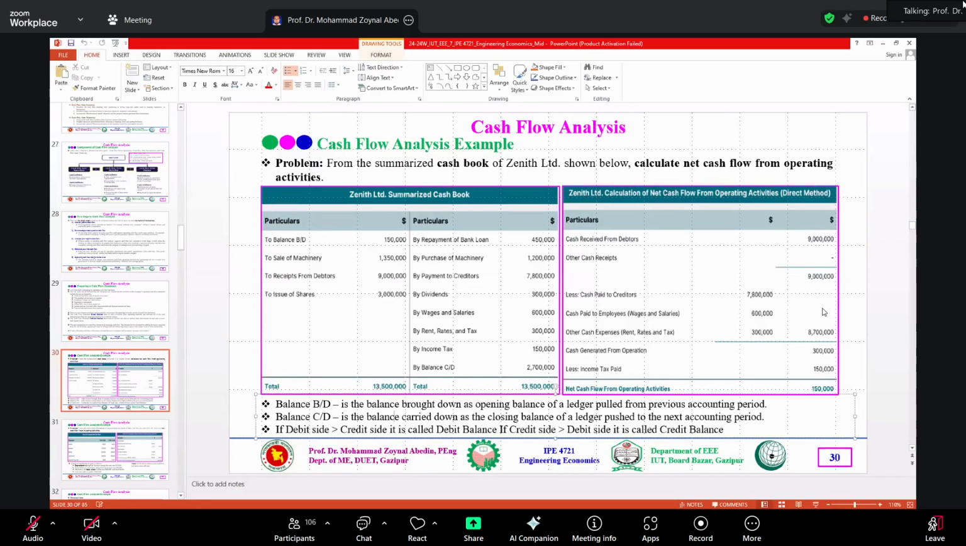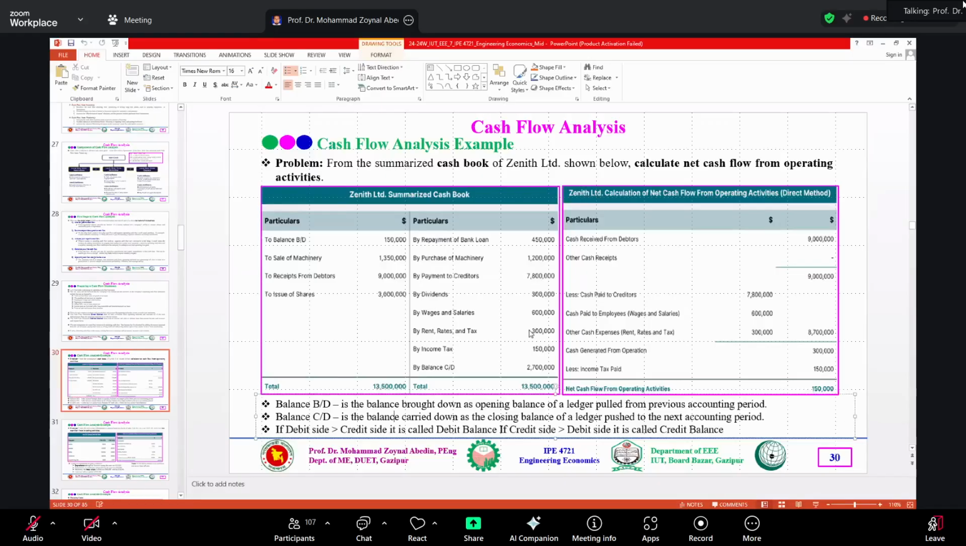This is 300,000. But if you see here, the two balance BD totals. Okay, income tax. Yes, this one is income tax, which is also paid here. This income tax total will not come in your statement because it is just paid.